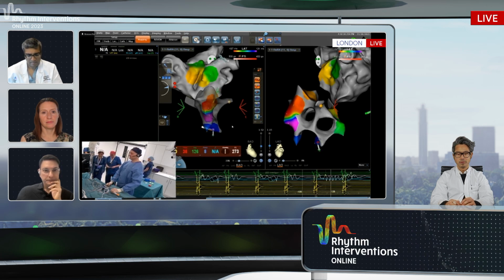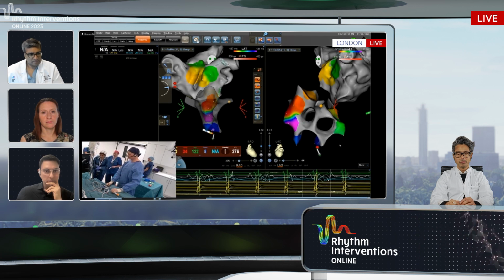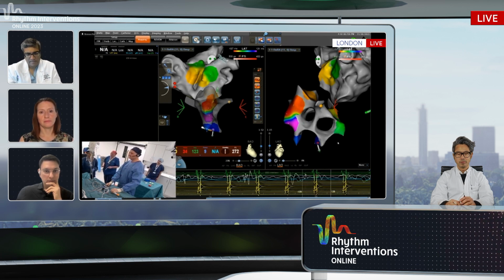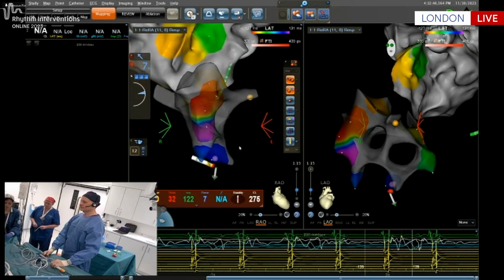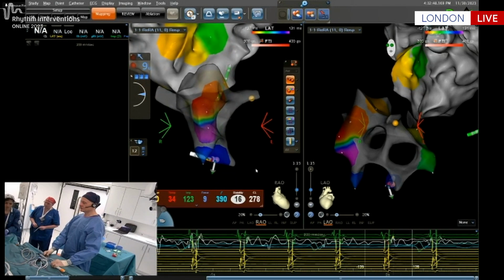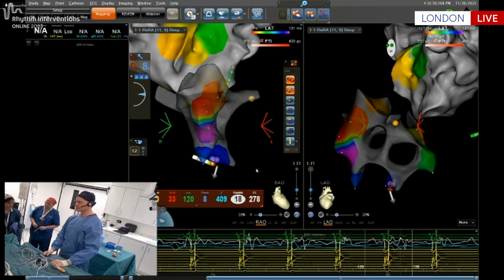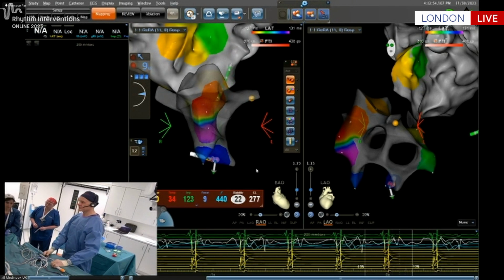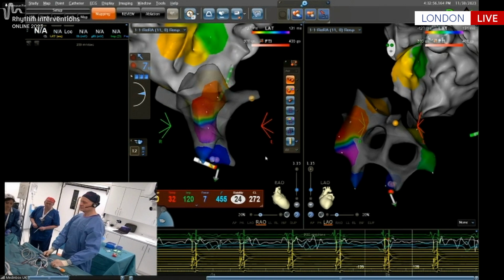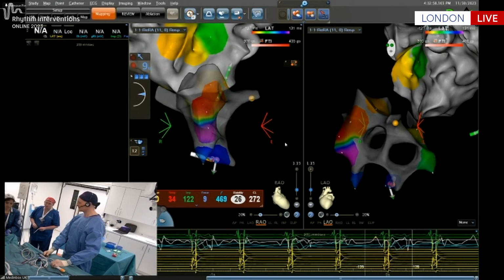So I'm looking for the Visitag to go red when I've got a sufficient lesion, but I stopped early on this one because I couldn't see it developing. Normally I just do a drag back, just briefly stopping and starting with the RF just to reset the time counter on the Visitag, but essentially I'd be ablating almost continuously.